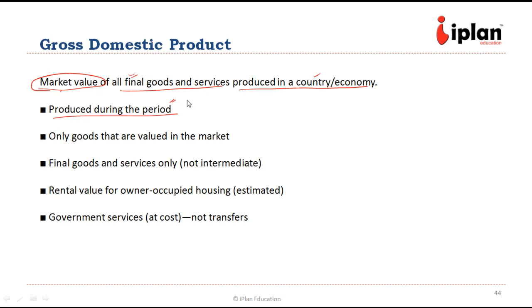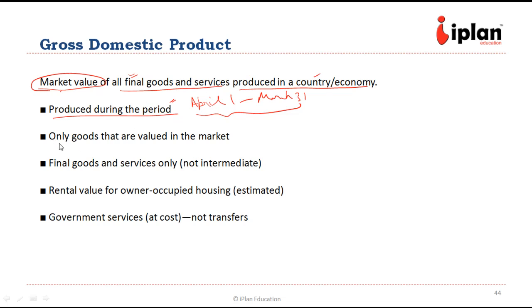For example, if in an economy the convention is to count from April 1st to March 31st, so this is the period for which we are going to count and calculate GDP. So that is the period. So any goods or service which have been produced in this period should be counted.